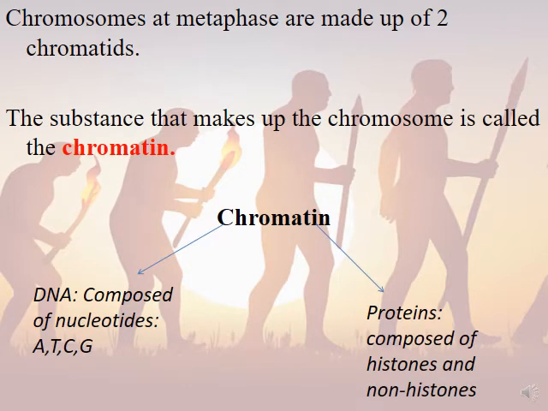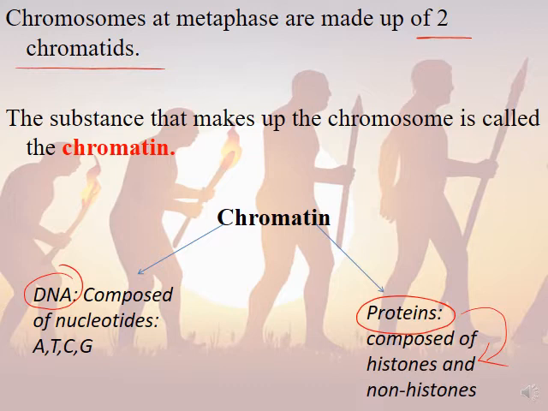Chromosomes are the carrier of the genetic information. At metaphase, they are made up of two chromatids, so they are distinguished easily. The substance that makes up the chromosome is called chromatin, which is divided into DNA and proteins. Proteins are composed of histones and non-histones, whereas DNA is composed of four nucleotides: A, adenine, T, thymine, C, cytosine, and G, guanine. A, T, C, and G are the four nucleotides that compose the DNA.